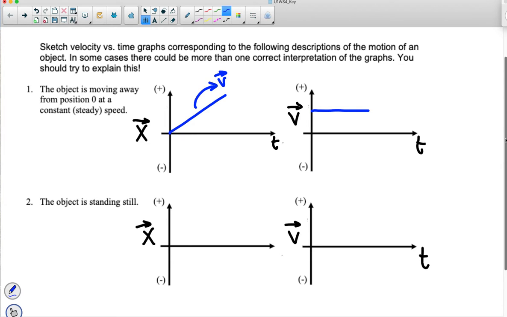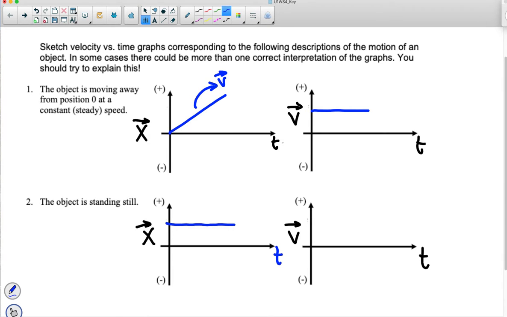Number 2 suggests the object is standing still. If the object's standing still, as time goes on, the position's not changing. So if we said the object started at this position, as time goes on, it would remain at the same position. Now, with that said, it would be equally correct to say that the position versus time graph looked like this the entire time, or was on the time axis, or even below the time axis. So the idea is that it has to be a horizontal line.